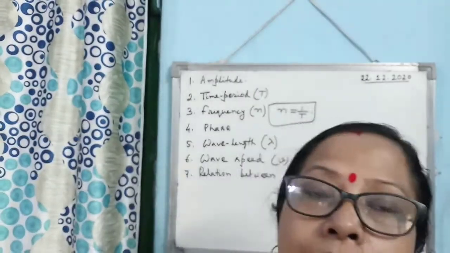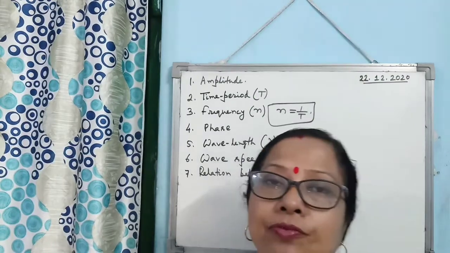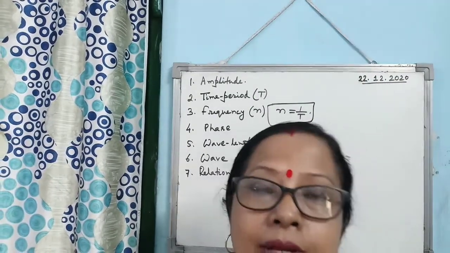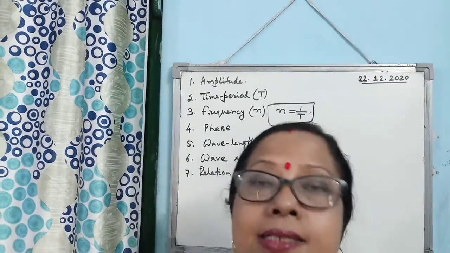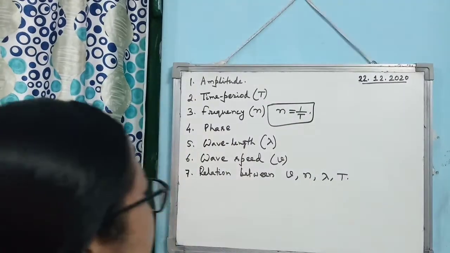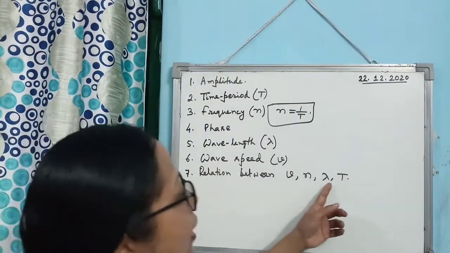Then what is wave velocity or wave speed, denoted by V? Wave speed is the distance travelled by a wave in 1 second, known as the wave speed or wave velocity. And we have derived this also, the relation between V and lambda, t.